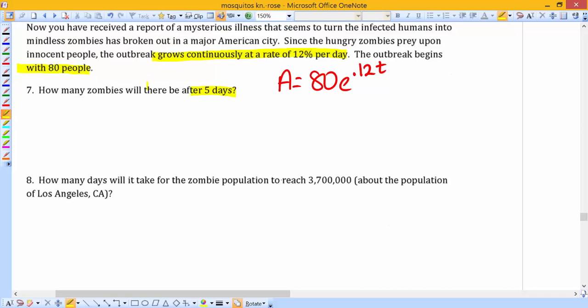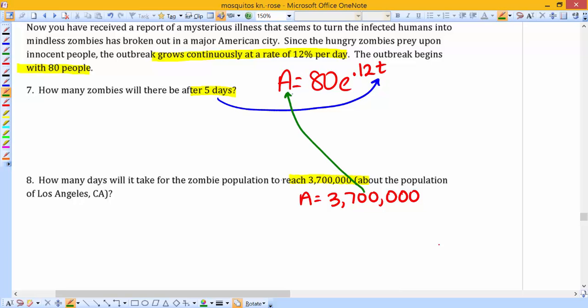How many days will it take for the population to reach 3,700,000? Well, now your A is the 3,700,000, so you're going to plug that in for A. From number 7, you're going to plug in the 5 for t. But for number 8, you're going to plug in that 3 million for A. And then here, don't forget, you will have to use ln.